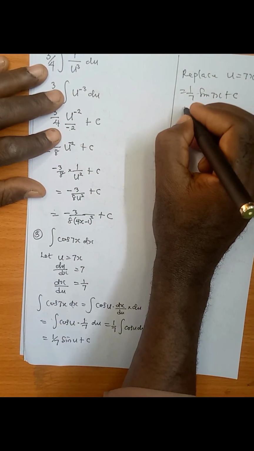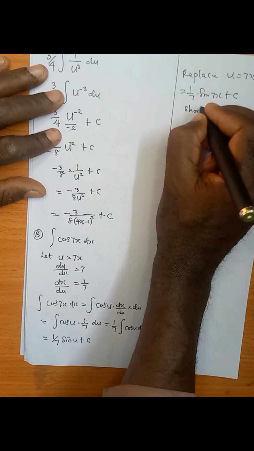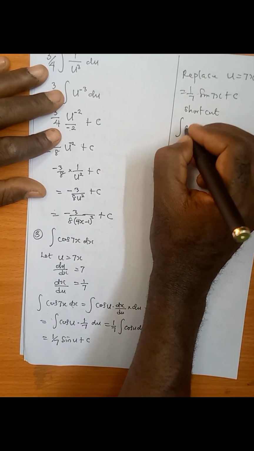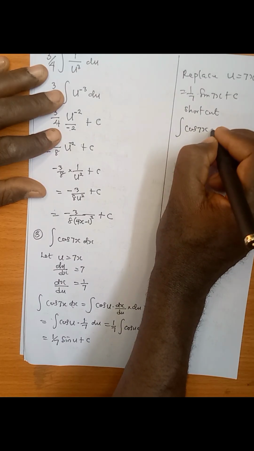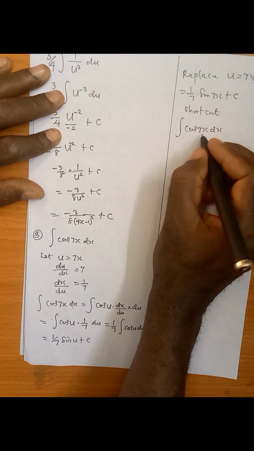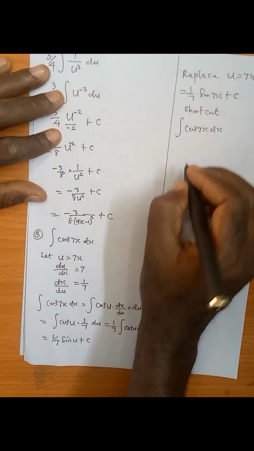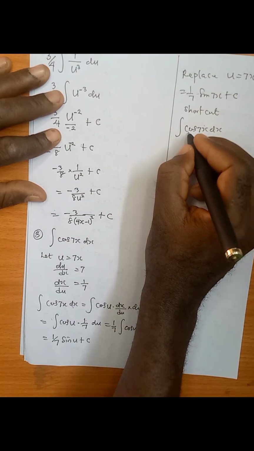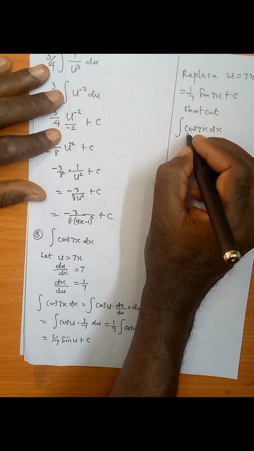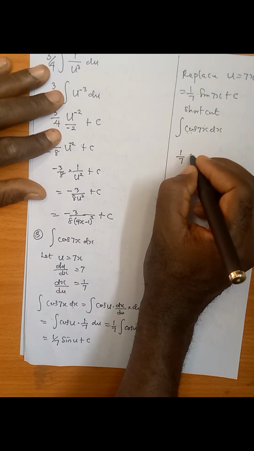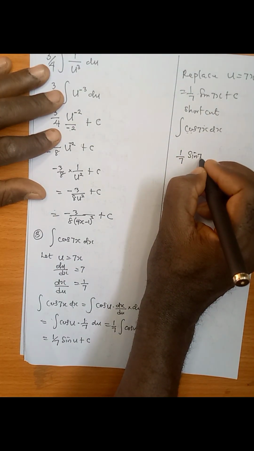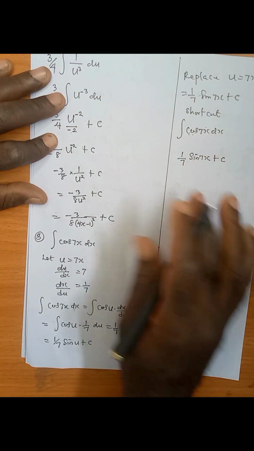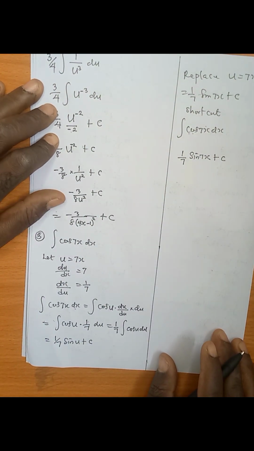Then let us look at, there is a shortcut for these two. The shortcut for this is we are to integrate cos 7x dx. Now what you do is you differentiate 7x, it will be 7, then you use it to divide the integral of cos. The integral of cos is sine, then 7x plus the constant of integration. So this is the shortcut for this.